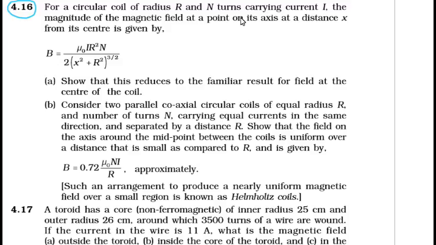B. Consider two parallel coaxial circular coils of equal radius r and number of turns n, carrying equal current in the same direction and separated by a distance r. Show that the field on the axis around the midpoint between the coils is uniform over a distance that is small as compared to r and is given by B is equal to 0.72 mu naught N I upon r approximately. Such an arrangement to produce a nearly uniform magnetic field over a small region is known as Helmholtz coils. Let us see the solution.